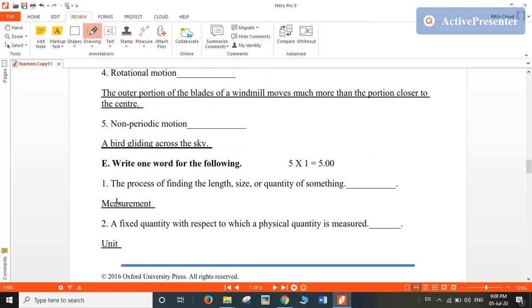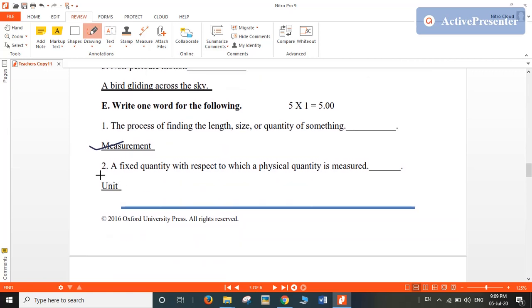Then next, write one word for the following. So the process of finding the length, size or quantity of something is called measurement. So measurement is a kind of process in which you find the length, size or quantity of something.